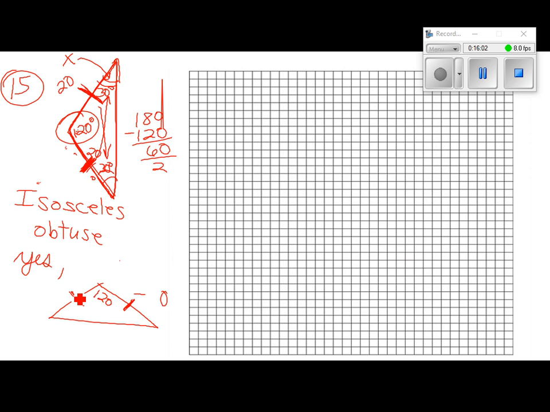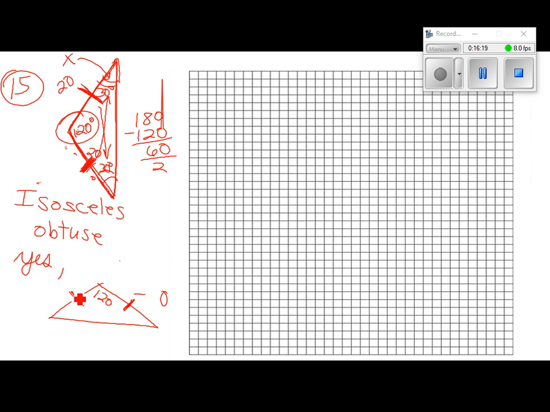Can it be an acute obtuse triangle? So if it was acute obtuse, what's it mean to be an acute triangle?